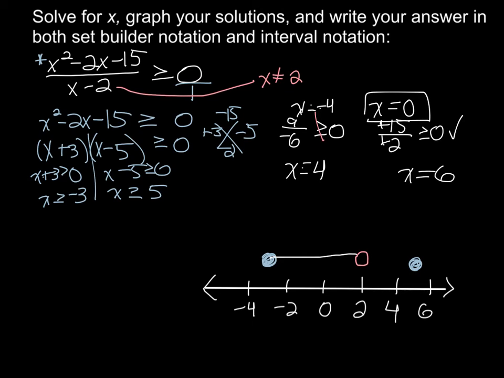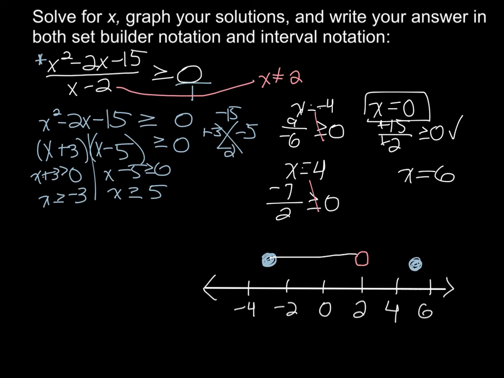When we plug in positive 4, 4 squared is 16. 16 minus 8 is 8. 8 minus 15 is going to give me a negative 7. And then 4 minus 2 is 2. Again, a negative number is not greater than 0, so that makes no sense.